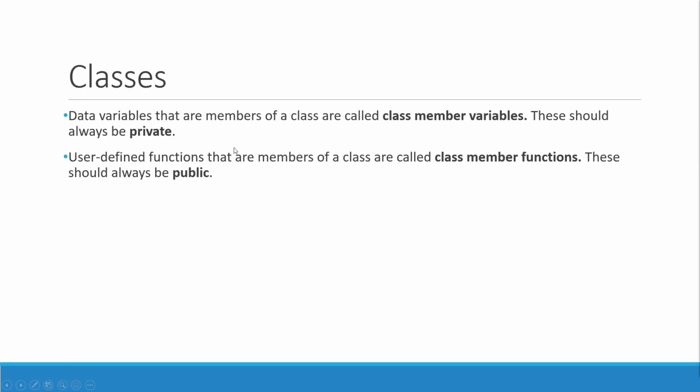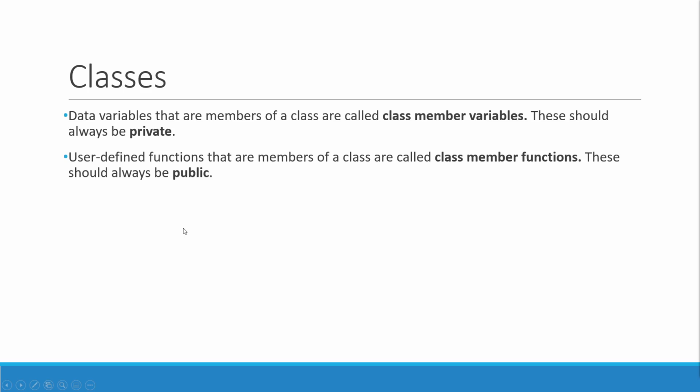So, data variables that are members of a class are called class member variables. These should always be private. Okay. User-defined functions can also be members of a class. Yes, that's true. You can have user-defined functions be members of a class. This adds to how powerful classes can be. But functions that are members of a class are called class member functions. These should always be public.